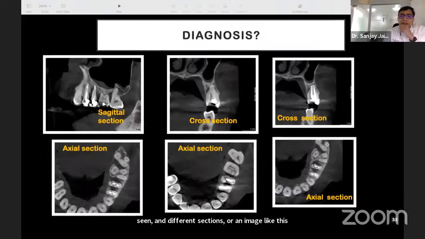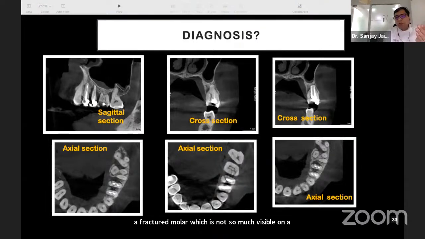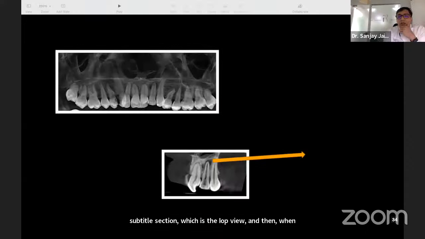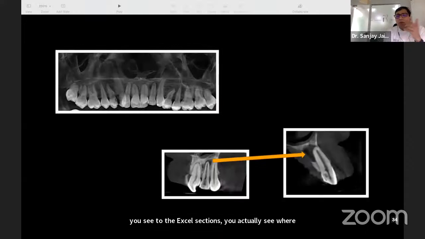Now let's look at different sections of this. We have a fractured molar, which is not so much visible on a sagittal section, which is the IOPA view. And when you see through the axial sections, you actually see where the fracture line has progressed to. Now look at this periapical. We feel, oh, there's a periapical and we might have a buccal perforation. But in reality, when we go through the CBCT images, we realize that the infection is more on the palatal aspect. So this will change your treatment plan.